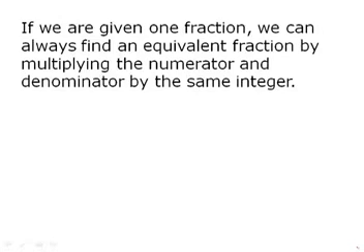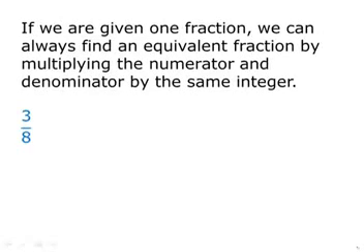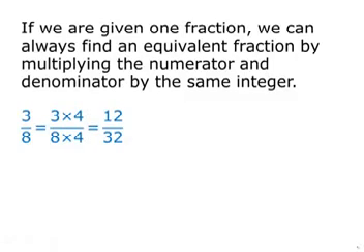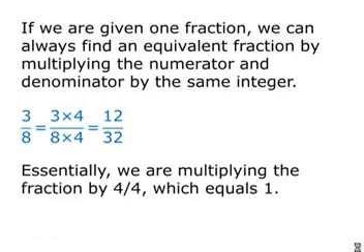by the same factor. So for example, we start out with 3/8. We could multiply the numerator and the denominator by 4. This would give us 12 over 32, an equivalent fraction. Essentially, we are multiplying the fraction by 4 over 4, which equals 1.